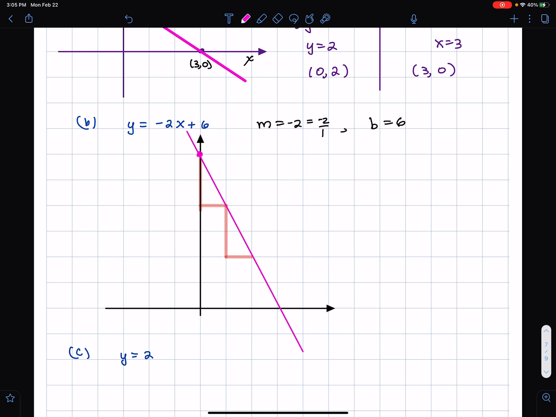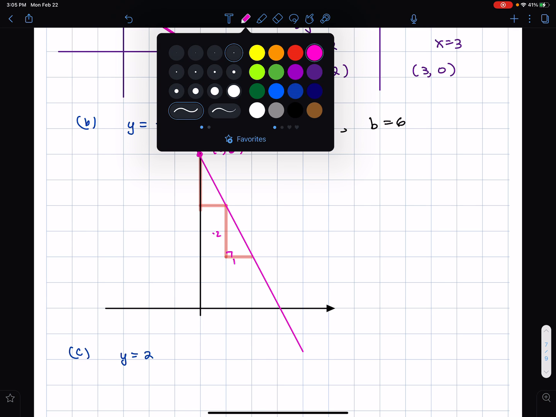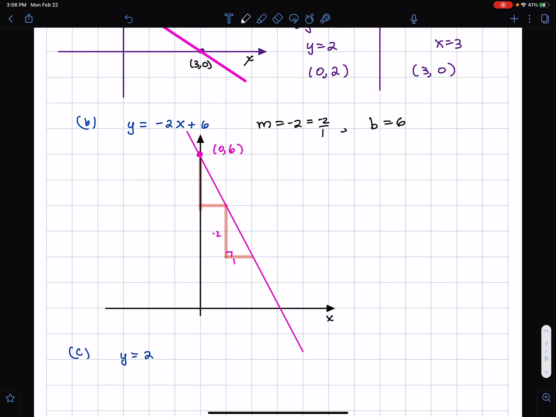But the idea is that you have negative 2 and 1 forming this right triangle. The sides are 1 by 2, but I'm putting a direction there. And so that's how you can start off at (0, 6). And then from there, just by counting and using the slope equal to negative 2 over 1, I can think of that as negative 2 being down by 2, and 1 meaning to the right by 1. And then because I sketched this carefully, I can even see that the x-intercept is (3, 0). Just add that on there.